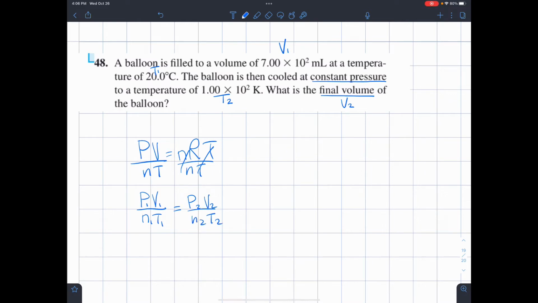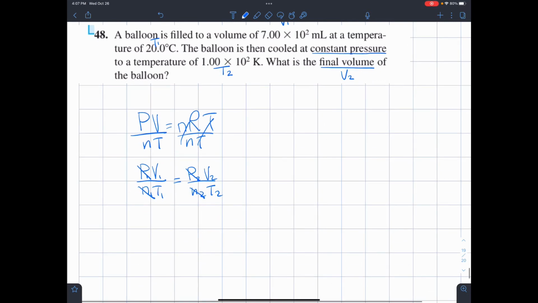n2, T2. Now it said constant pressure, which means I can ignore pressure, or if you like, you could just plug in a 1 for pressure and just keep it the same. That's fine. And it didn't tell me number of moles, so I actually can either ignore that too, or like I said, you can just plug in a 1 or a 100 because that's not changing.